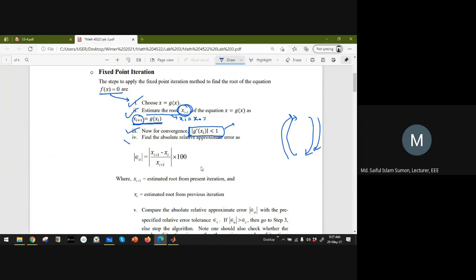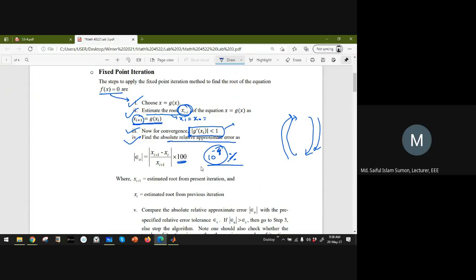After this, as Tahsin was telling, if I have any specific error mentioned, suppose here the absolute relative approximate error is mentioned. Suppose the error amount is 10 to the power minus 4. This is the error amount; it may be in percent or it may be in point, no problem. Here they have used percent, that's why I'm using percent. So this is the error limit that I am going to consider.